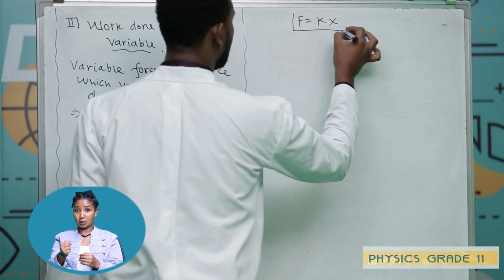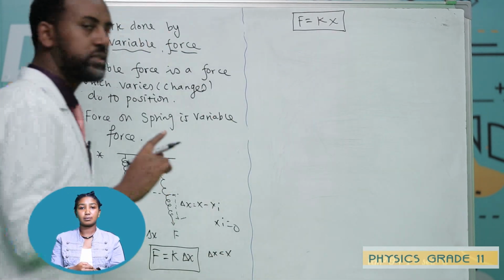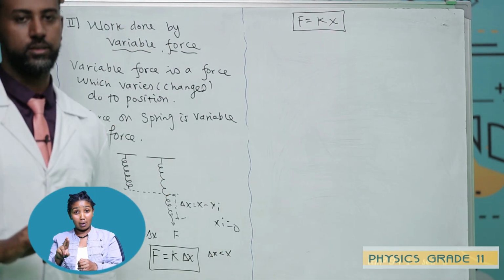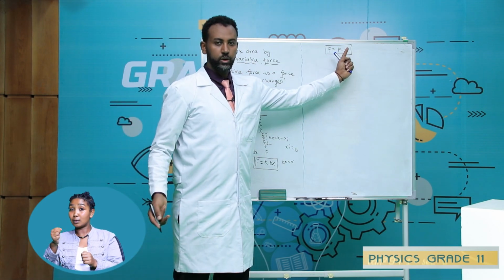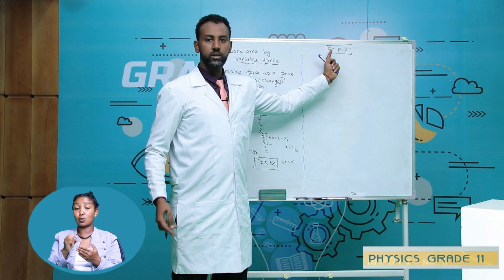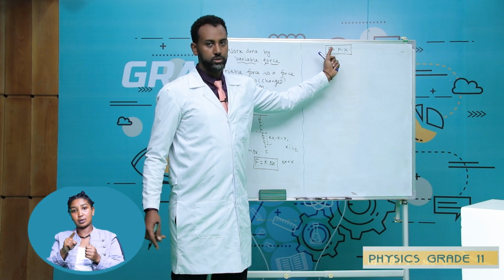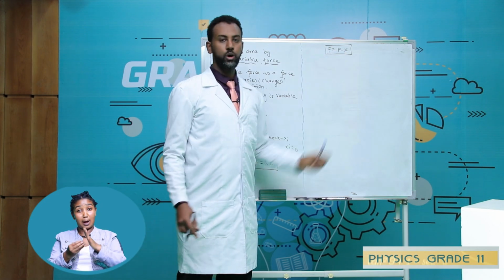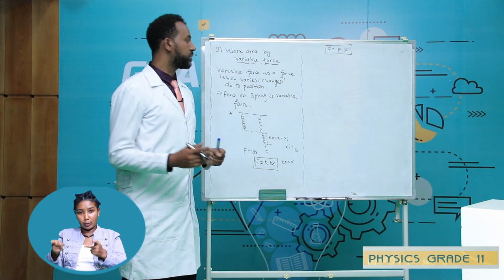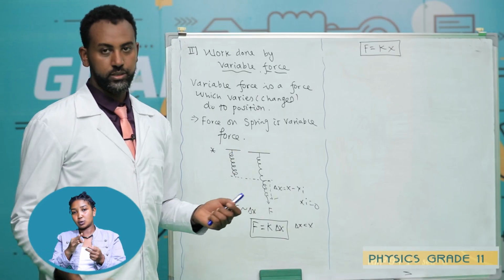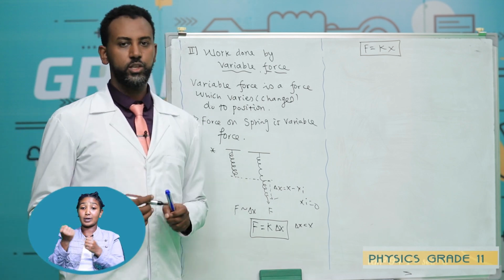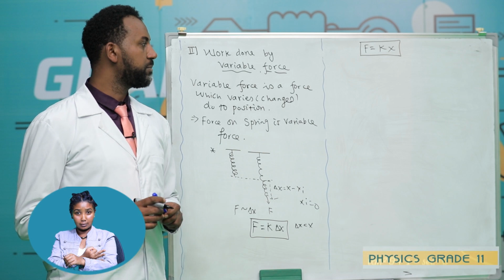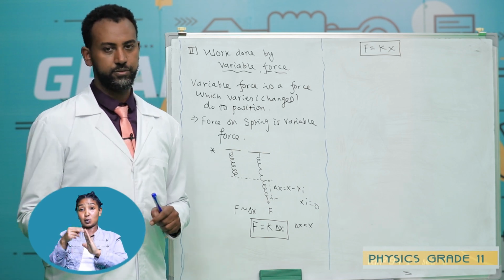Now look, the force and displacement are correlated. Due to the change of the displacement or the elongation, there will be a variation in the applied force. So the applied force depends on the location or the position of the object. This is what we call variable force. So work done by such force can be mathematically represented using graphs.